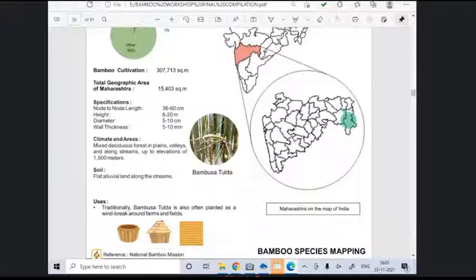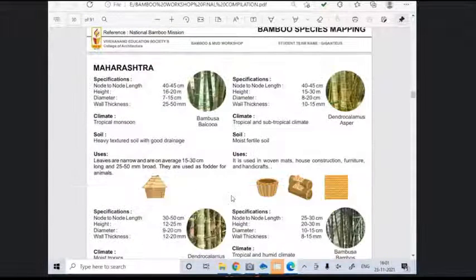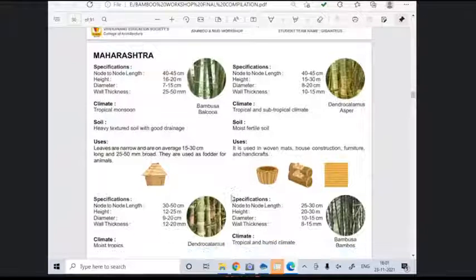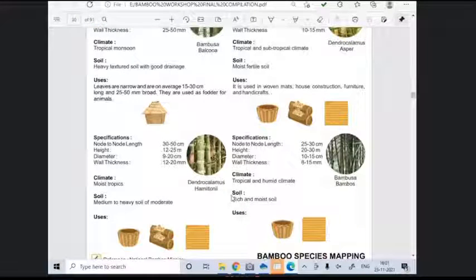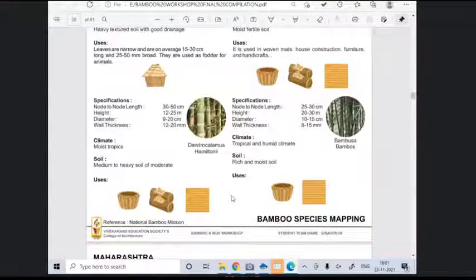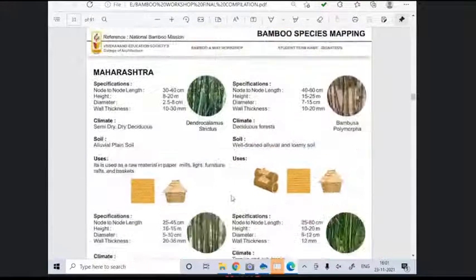So we have Bambusa tulda again, which is primarily found in Maharashtra and it is used for various construction like huts, mats and baskets. Furthermore, we have Bambusa balcooa, then Dendrocalamus asper, Bambusa bambos, and Dendrocalamus hamiltonii. So there are also more slides of the different species of bamboo that are found in our state.